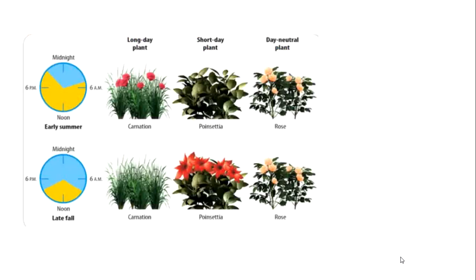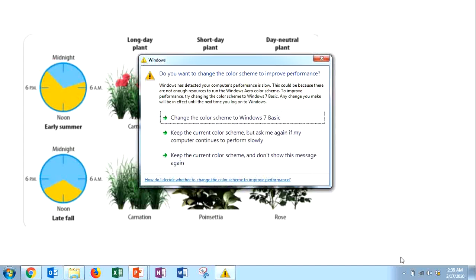Then we have the flowering responses. Photoperiodism. You might think all plants respond to light, but in some plants, flowering is actually a response to darkness. For example, the phototropism.